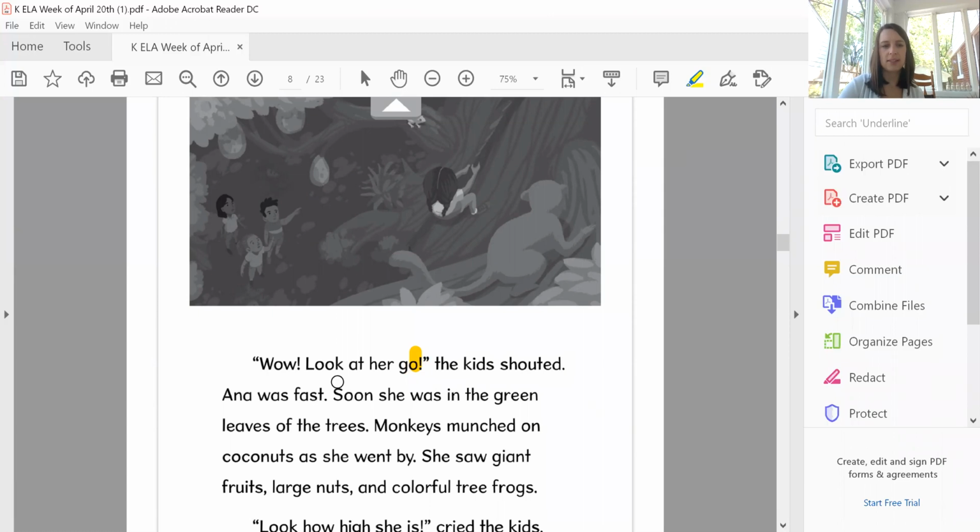The kids shouted. Anna was fast. Soon she was in the green leaves of the trees. Monkeys munched on coconuts as she went by. She saw giant fruits, large nuts, and colorful tree frogs.